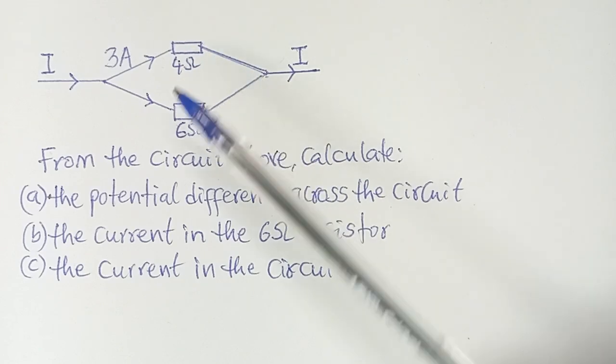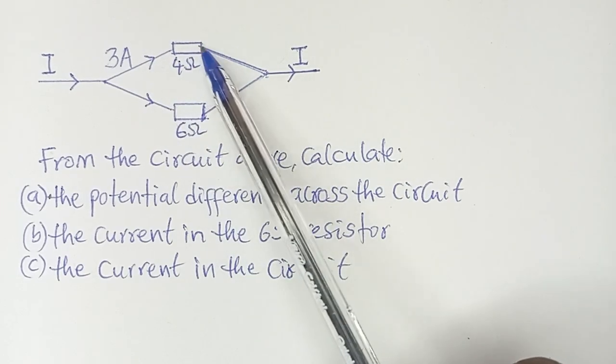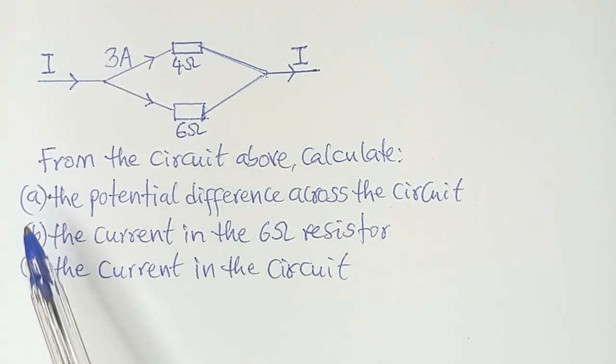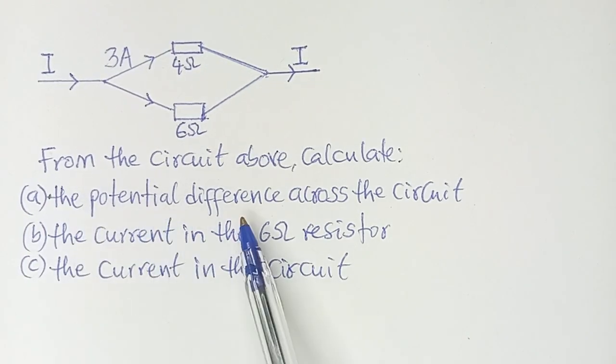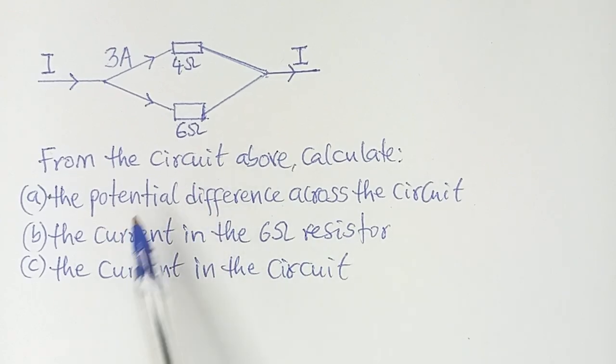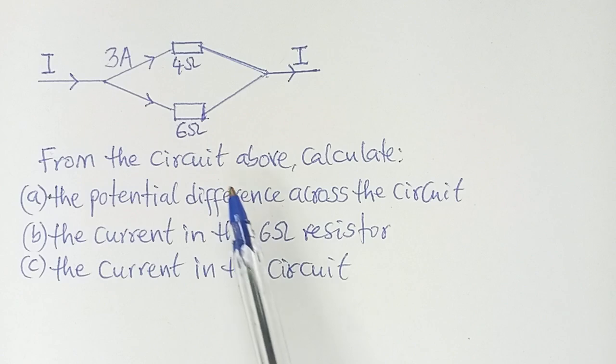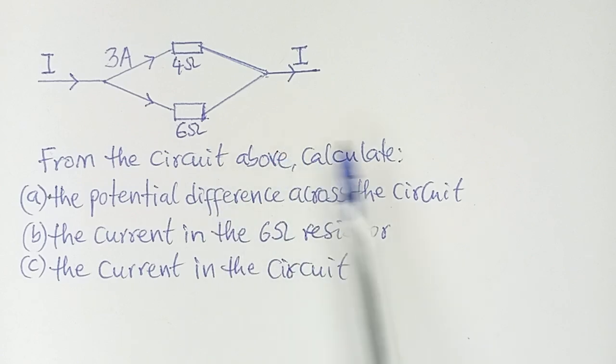So now what you can do is to find the voltage across this 4 ohm resistor. Because don't forget, the first question says to find the potential difference across the circuit. So potential difference is determined as voltage. So the potential difference across the circuit is what we want to calculate now.